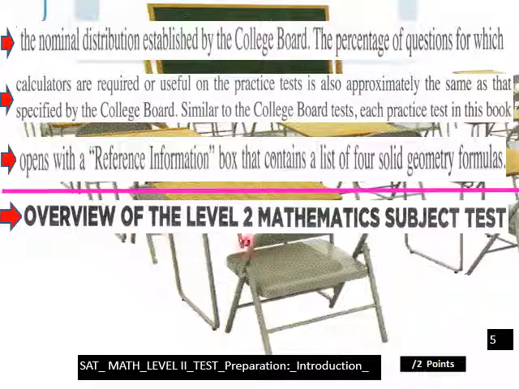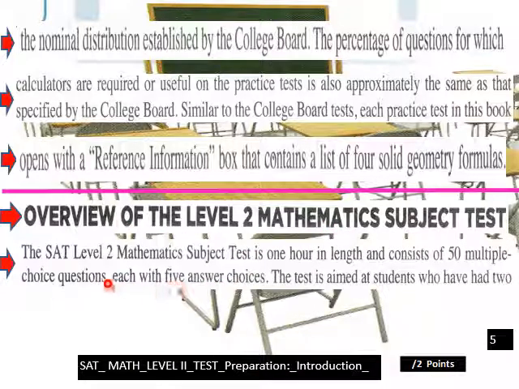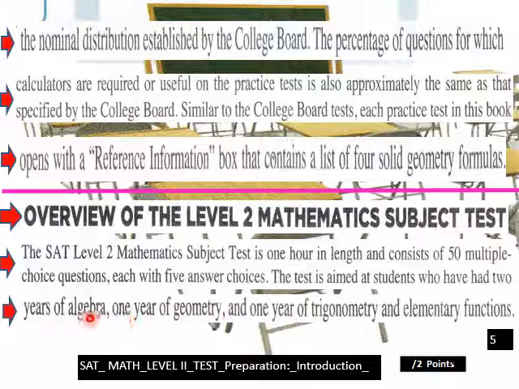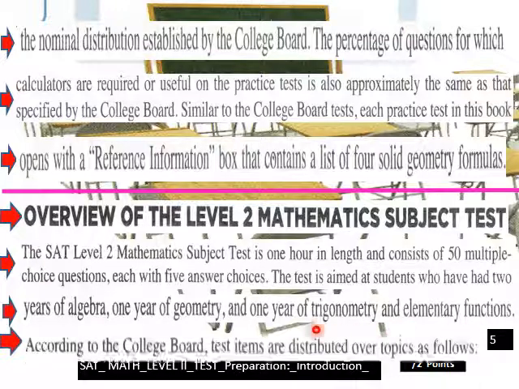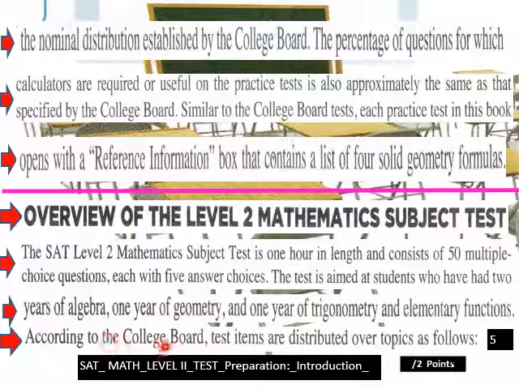So, an overview of the Level 2 math subject test. The SAT Level 2 math subject test is 1 hour in length and consists of 50 multiple choice questions, each with 5 answer choices. The test is aimed at students who have had 2 years of algebra, 1 year of geometry, and 1 year of trigonometry and elementary functions. According to the College Board, test items are distributed over topics as follows.